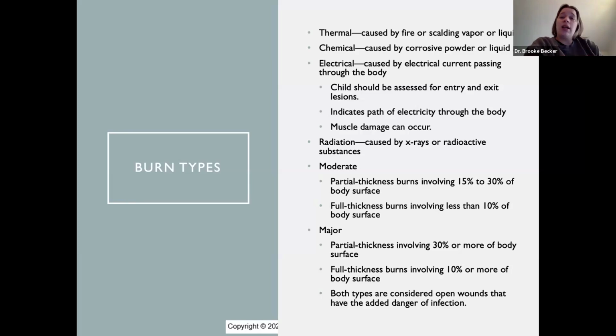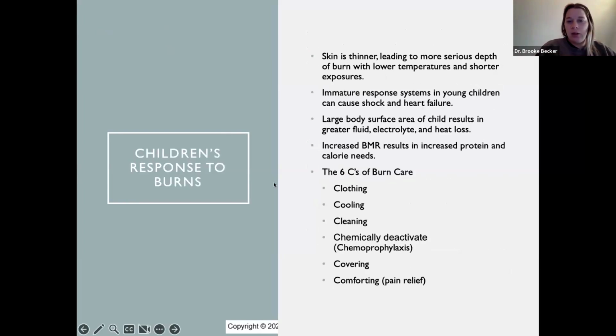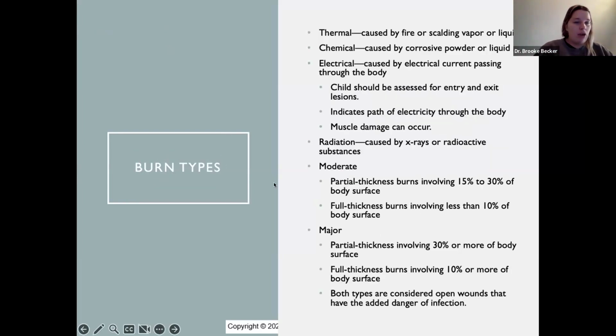A chemical burn is going to come from a corrosive powder or a liquid. So think about anything chemical, like antifreeze, right? They spill antifreeze on their arm, or they're around a farming chemical like anhydrous. So they're around farming chemicals and they get some of that spilled on their skin, then that's going to cause a chemical burn.